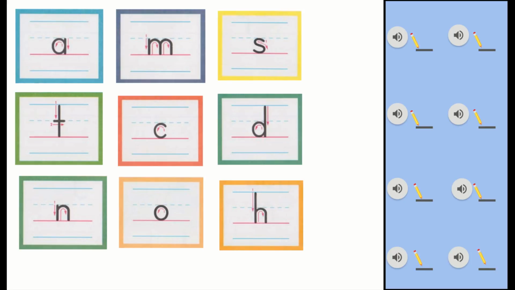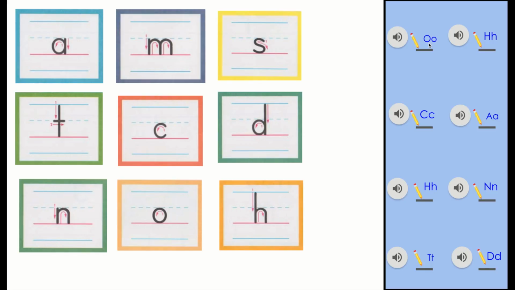All right, let's check our work. The first sound was ah, which is represented by the letter O. The next sound is represented by the letter H. The third sound k is represented by the letter C. The fourth sound, a, is represented by the letter A. The fifth sound, h, is represented by the letter H. The next sound, n, is represented by the letter N. The seventh sound, t, is represented by the letter T. And the last sound, d, is represented by the letter D.